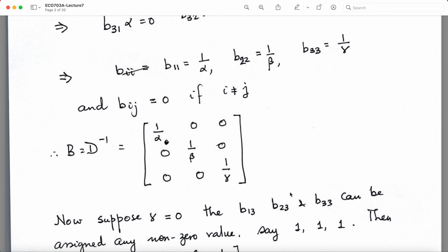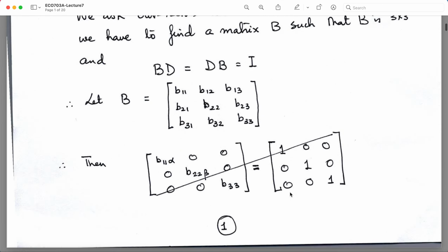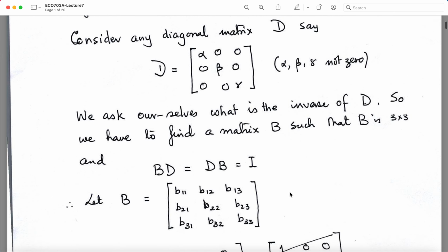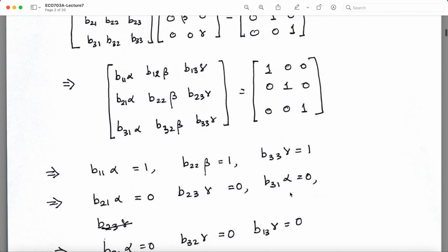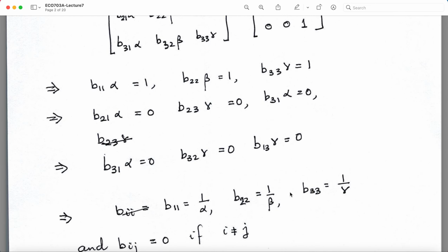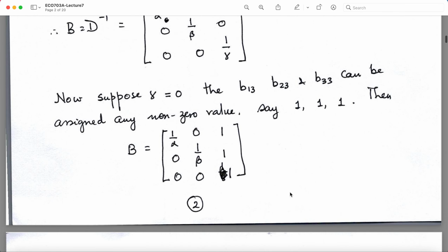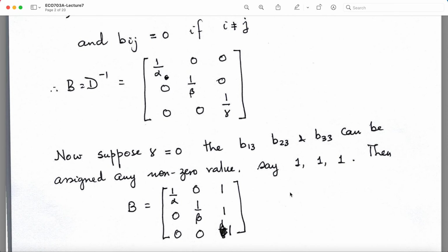Okay. Now suppose I have a diagonal matrix, the same matrix, say D, but I now do a twist. I say, okay, alpha and beta are non-zero, but gamma is 0. If gamma is 0, what do you now expect? What would the thing be? So he said, okay, never mind, I have no problem in life, I'll just go ahead and do the thing.